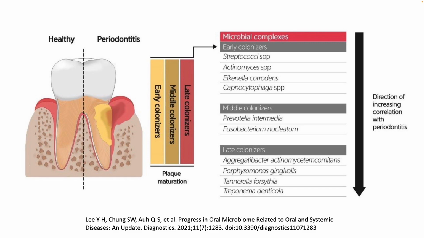So for instance, we have early streptococci and actinomyces that will colonize. Later on, we have Prevotella, Fusobacterium, and then later on we have things like AA and PG, T. forsythia, Treponema denticola. And I want you to pay particular attention to the Treponema denticola.